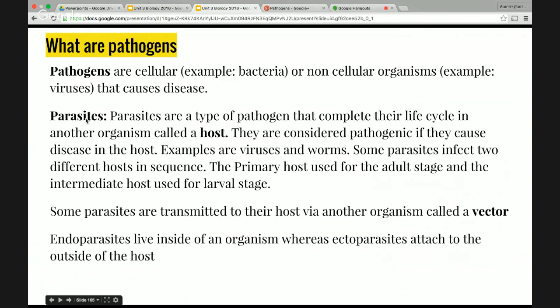Then you need parasites, which are a type of pathogen that complete their life cycle in another organism called a host. Okay. You need primary host and secondary or intermediate host. You need to define vector, and you need the difference between an endoparasite and an ectoparasite. So dot points, just summarize the information. Pause the video now and then come back when you're ready to move on.